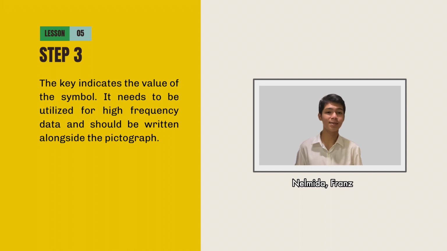The third is to assign a key. We use a key to indicate the value of the symbols that we've chosen to utilize. Considering that one symbol is not sufficient to convey the data if its frequency is high, the key numerical value is utilized and written alongside the pictograph.